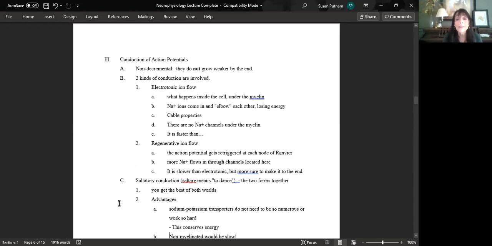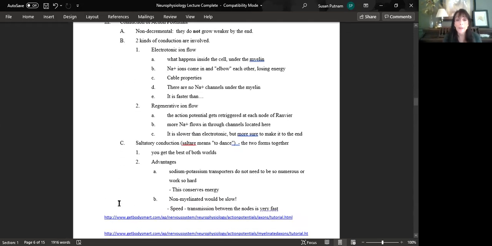So if you put these two together, you end up with something that we call saltatory conduction. Saltare means literally to dance. And if you put these two forms together, you then end up with this saltatory conduction. You get the best of both worlds.